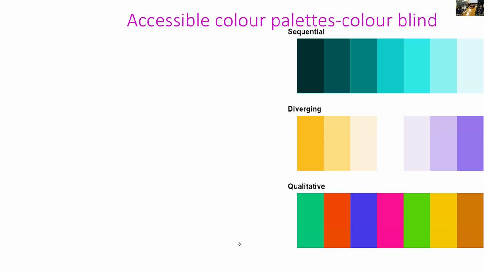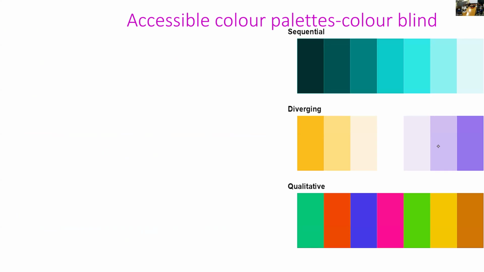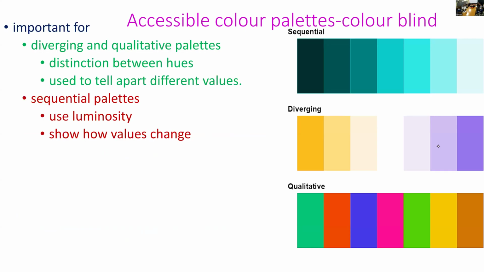Now let's look at these three patterns and see how you will choose for colorblind people. There are sequential, diverging, and qualitative. So with diverging and qualitative, distinct hues can be seen. You can see distinct hues and you can tell the values apart by the different colors.